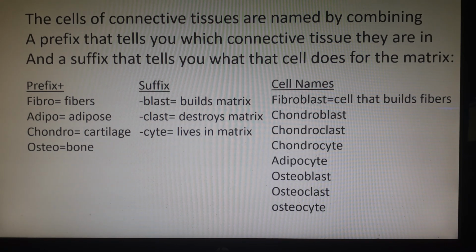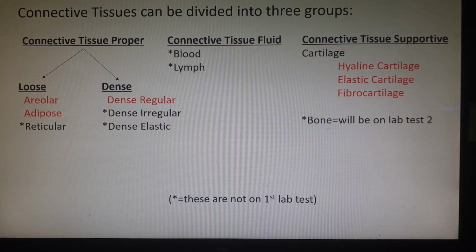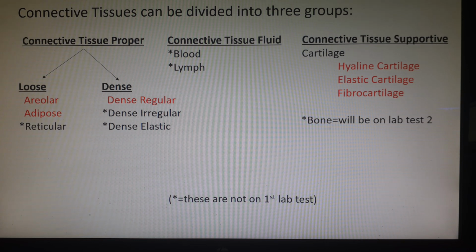Now, when we organize connective tissues, it's a bit more complicated than we did for epithelials. We divide them into three groups. We have connective tissue proper. We have fluid connective tissues, which means they're made up of a liquid. And we have supporting connective tissues, and they're things that actually hold you up. Okay? So connective tissue proper gets split again into loose and dense.